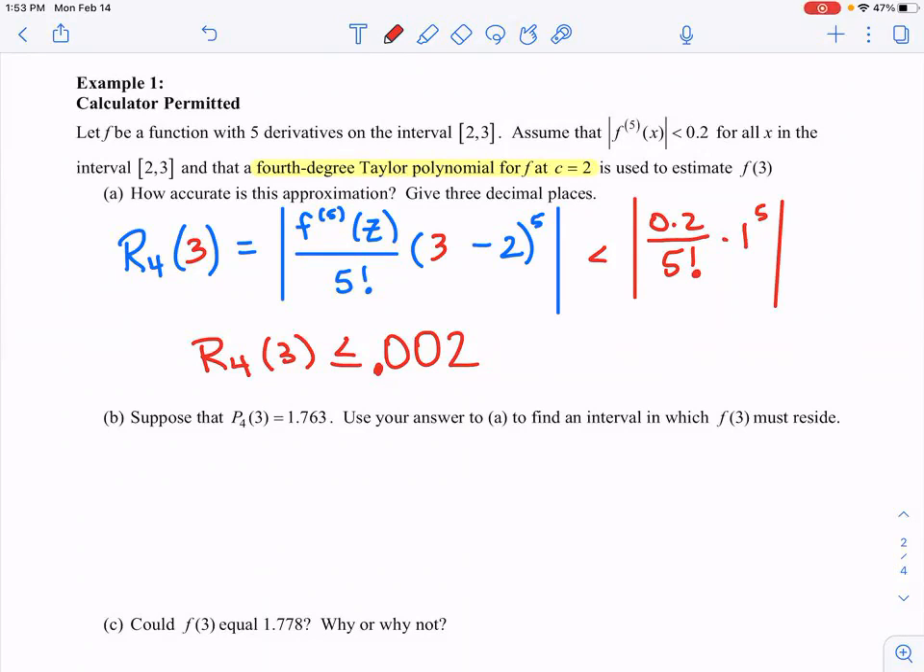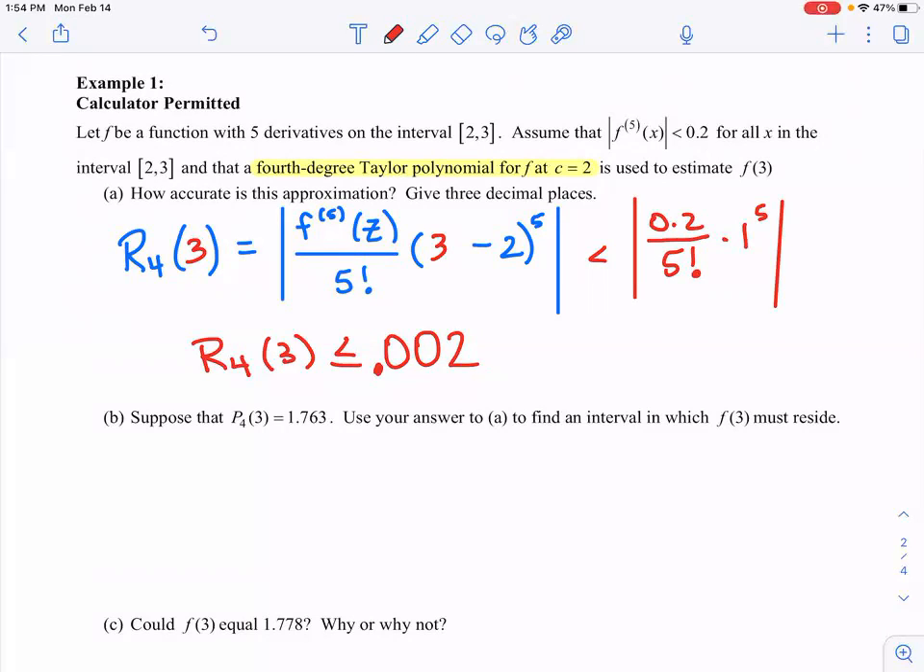Okay, so I'm gonna say this again. Right now we're just working with a simple problem, although we don't get to see everything happening. I have a function that I wrote a 4th degree Taylor polynomial for, centered at 2. I plugged 3 into that polynomial, and it's going to differ from the actual f of 3 by no more than 2/1000. When I plugged in 3 to my 4th degree Taylor polynomial, it was 1.763.